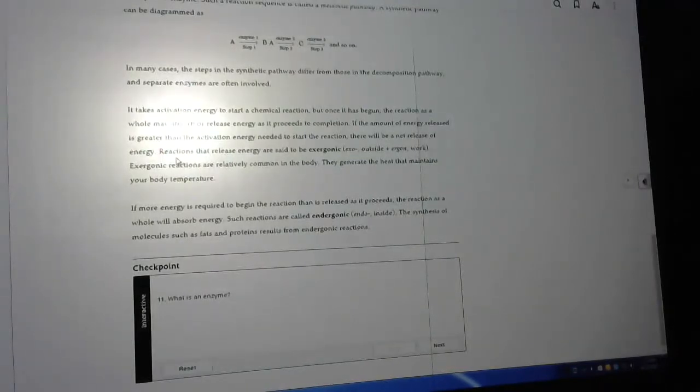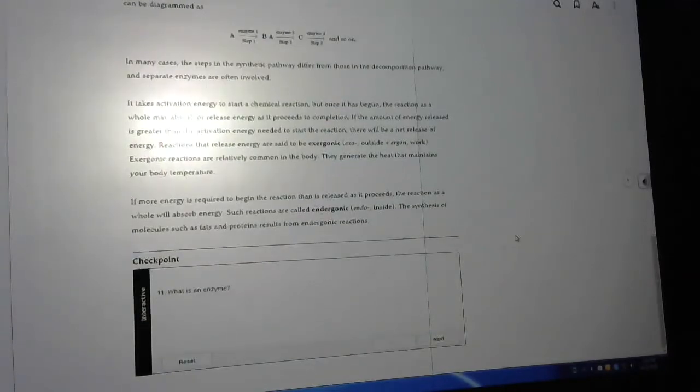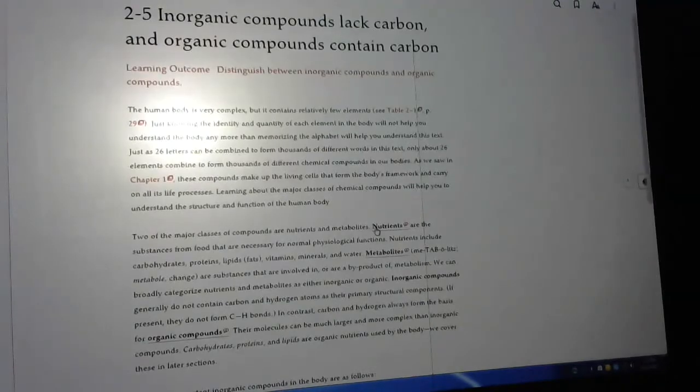Definition stuff. Reactions that release energy are said to be exergonic, and reactions that absorb more energy than they release are called endergonic. All right, so inorganic and organic compounds. Inorganic compounds lack carbon, and organic compounds always contain a carbon.